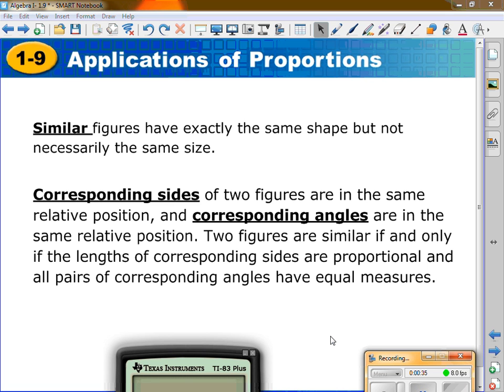Corresponding sides of a shape are the sides in the same position. Corresponding angles are the angles in the same position. Two figures are similar if and only if the lengths of the corresponding sides are proportional and all corresponding pairs of angles have equal measures.